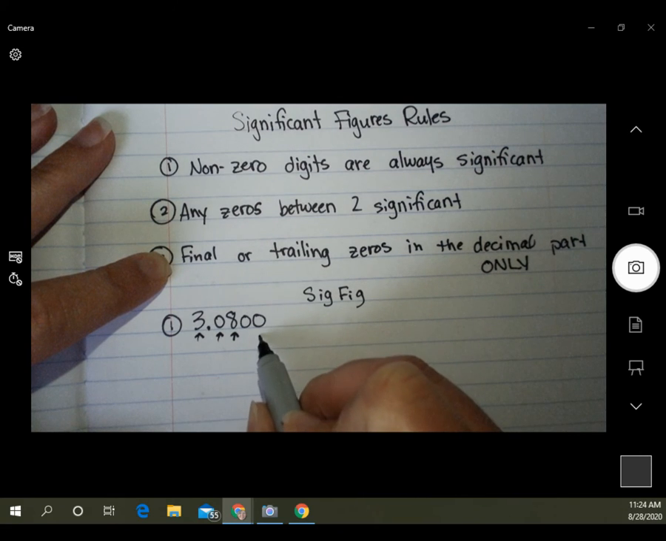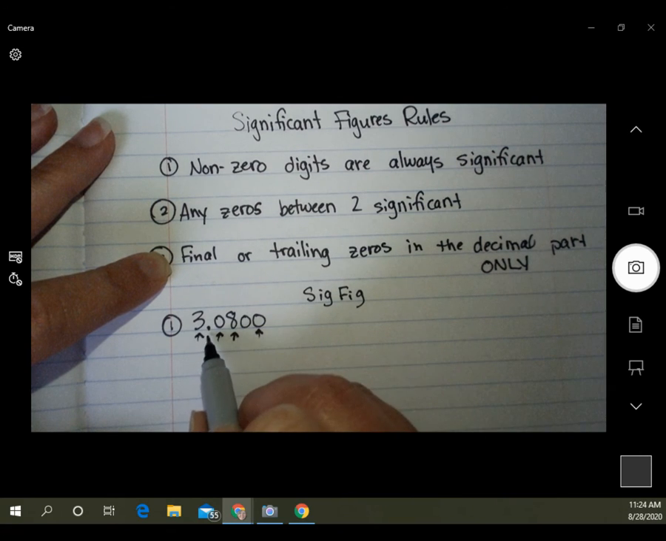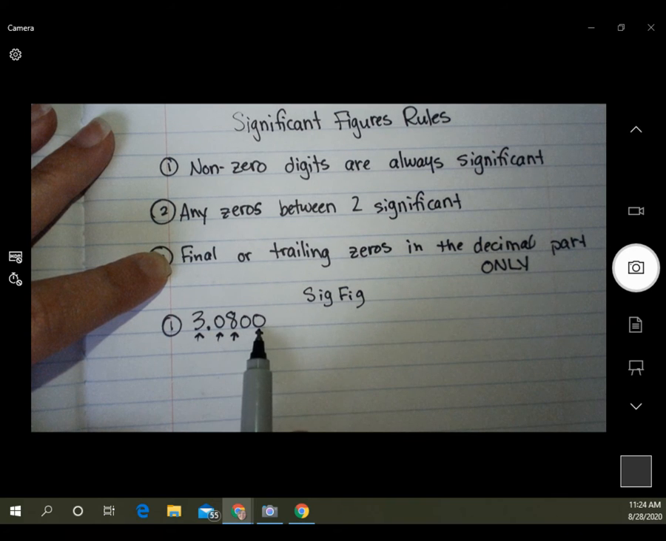So this is a final 0, and there's my decimal point. So my decimal point, trailing 0, this one counts. And then this 0 is significant because it's between this 8 and this trailing 0 in the decimal part. That is significant. So I have 5 significant digits in this number.